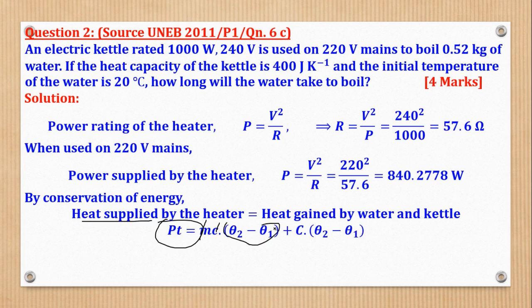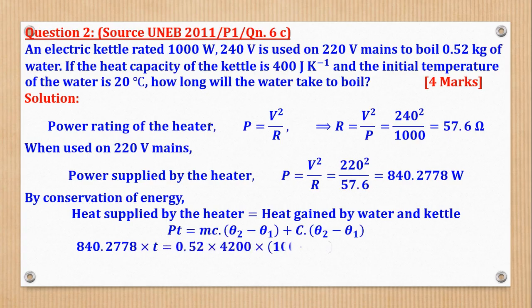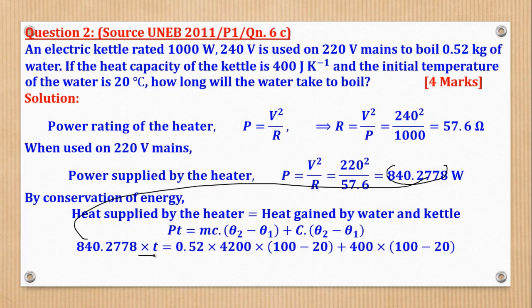change in temperature. Heat gained by the kettle will be heat capacity of the kettle times change in temperature. So both the water and the kettle have the same change in temperature. Then we shall substitute. Power, we have got the power supplied. The time we don't know. The mass we know here. The heat capacity of water is a constant. It's a constant and it will always be given.